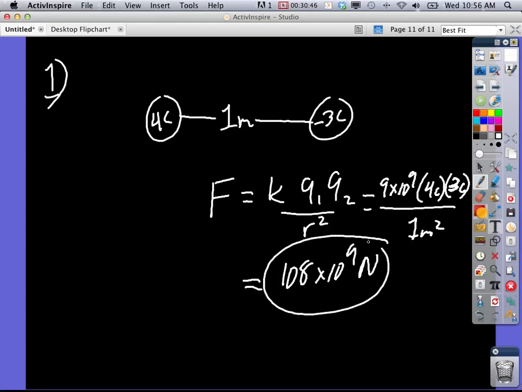Which is a ridiculously large force. Questions? Does that make sense? All you do is plug it in. This is the force between these two things right here. K is a constant that I gave you. I said K was 9 times 10 to the 9th. Do you have to memorize what K equals? No, I'll give you all this stuff.